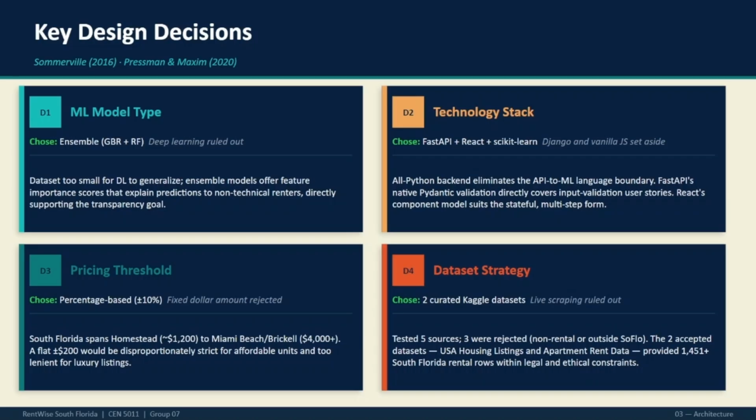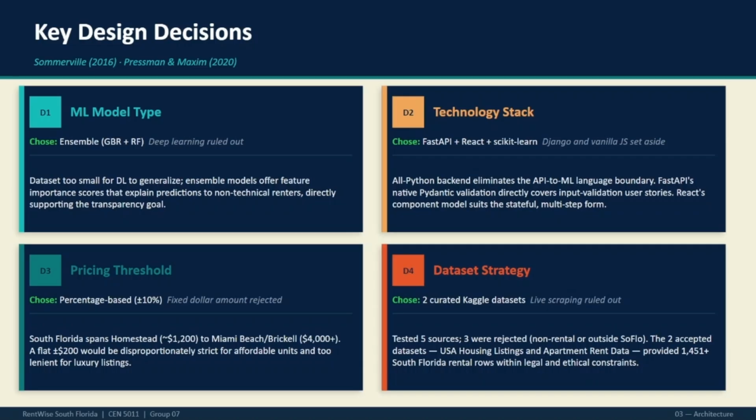For the third design decision, we have the pricing threshold. We chose a percentage-based threshold of plus or minus 10% rather than a fixed dollar amount, because South Florida spans a wide range of markets. This includes rentals of $1,200 in Homestead to some properties at $4,000 in Miami or Brickell. A flat dollar threshold would be too strict for affordable units and too lenient for luxury ones, while a percentage-based approach scales proportionally and stays consistent across the entire market.